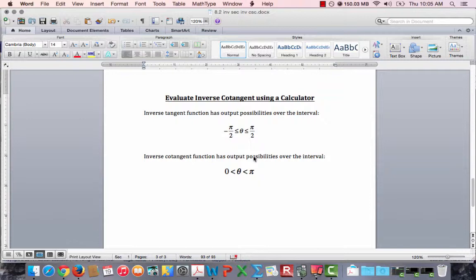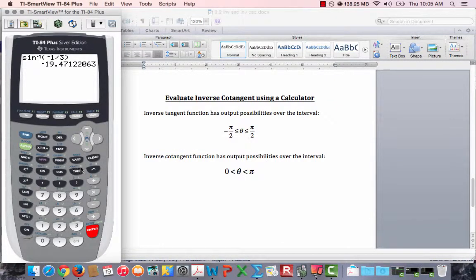The challenging part about using your calculator to find the inverse cotangent is that we'll have to use the inverse tangent function in order to calculate the inverse cotangent function, because the calculator does not have inverse cotangent, it only has inverse tangent. So the calculator is going to return a value for inverse tangent that is in the first or fourth quadrants. However, the inverse cotangent function is going to yield an angle that is in either the first or the second quadrant. So there's a discrepancy here.